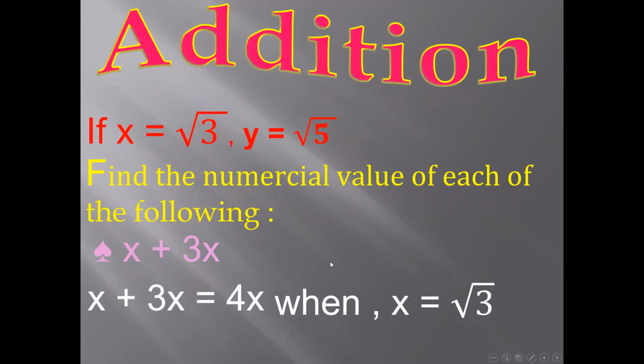Like terms mean I can make addition. It will be 4x. x equals root 3, so the answer will be 4 times root 3 equals 4 root 3.